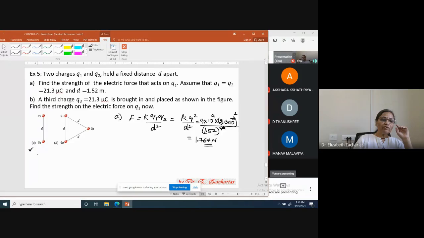Okay, so this is over. Now, this B part, if you can do it, I will be convinced that whatever you have learned in these last 2 days, you understood. What does the B part say? Now put a third charge Q3, also equal to 21.3, so that it forms an equilateral triangle. Now, what is the net force on Q1? How will you do that? Which is the principle you have to use?